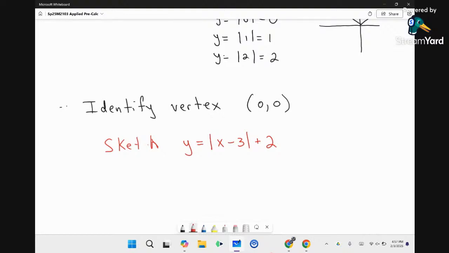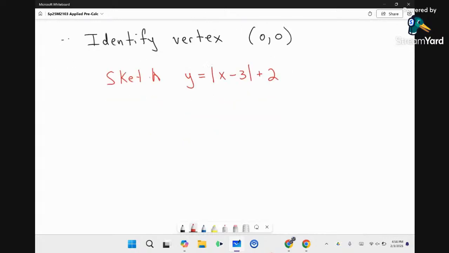So what's h? 3. 3 is a positive number, so we're moving to the right 3 units. What's the k value? That's the outside number. +2. Your outside number, the outside is not the tricky part. +2, what do you associate with 2? Up, I hope. So 2 upwards.